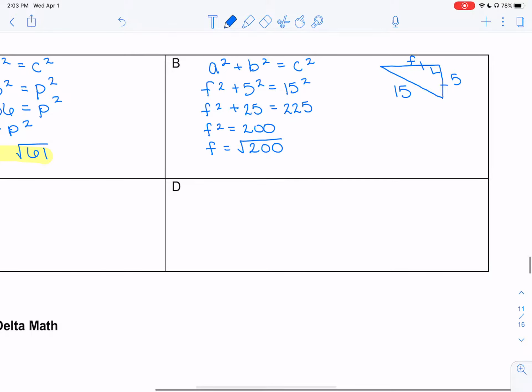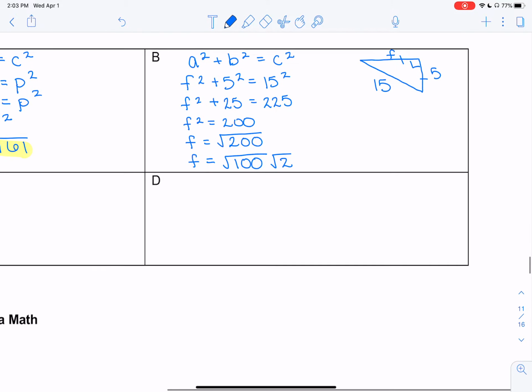So to remind you how to do that, you break it down into a perfect square times the other factor. So 100 times 2 makes 200. And 100 is the special one that can come out of the house. It is the pretty stepsister that comes out as a 10, but the ugly 2 stays inside the house. So my final answer is 10 root 2.